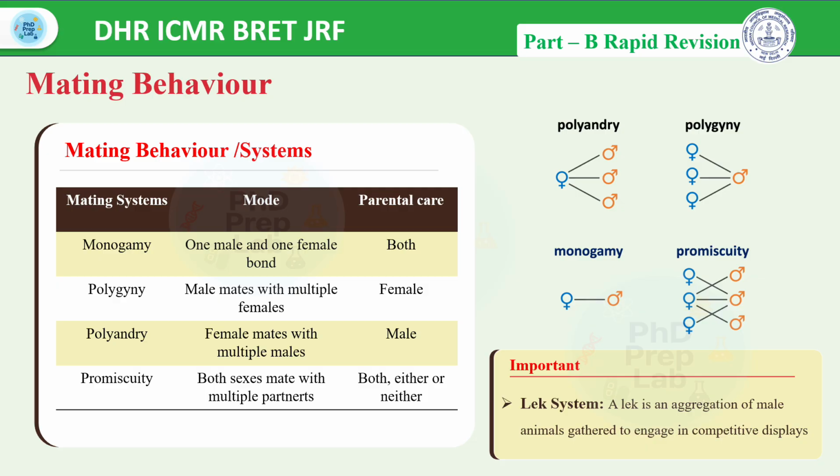Now we have another important definition of lek system. So lek system is a mating strategy in which the males gather in a specific area called a lek to display and compete for attention of the visiting females. So this is to attract more female partners.